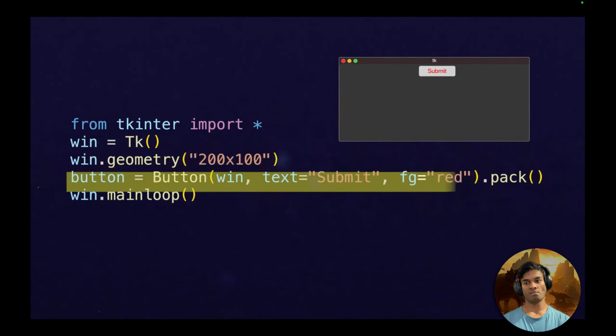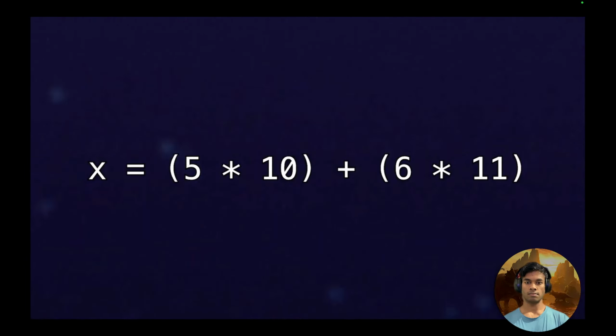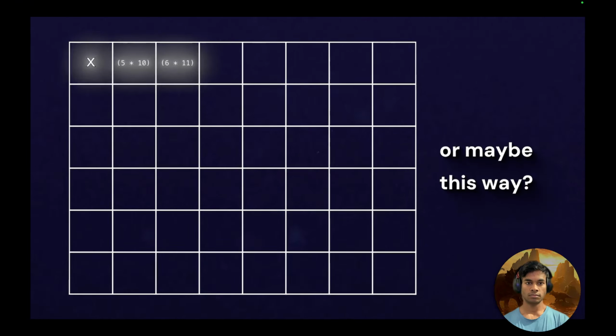Good old mathematics is another great example of a declarative language. And that's why functional programming is often more popular with mathematicians. Take a look at this equation. X equals 5 times 10 plus 6 times 11. The equation doesn't tell us in which order we need to carry out each computation on our hardware. And it also doesn't tell us exactly where we should store each value in the memory on our computer. Just do this.